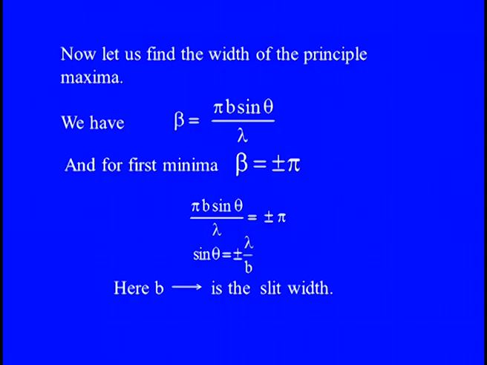Now, let us find the width of the principal maxima. So, we have beta is equal to pi b sin theta by lambda, and for first minima beta should be equal to plus minus pi, or pi b sin theta by lambda is equal to plus minus pi. From here we have sin theta is equal to plus minus lambda by b, where b is the width of the slit.